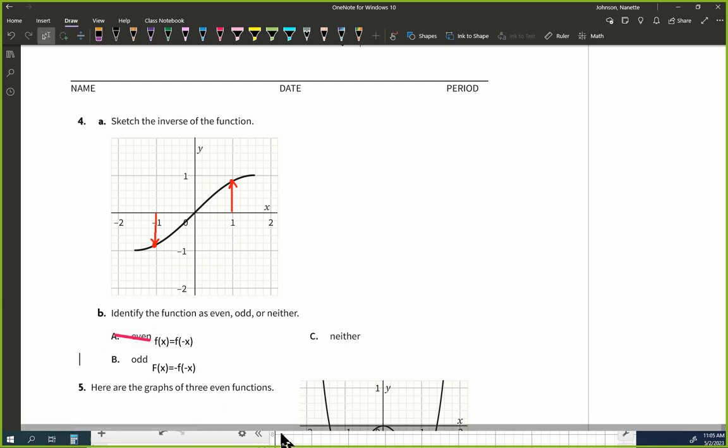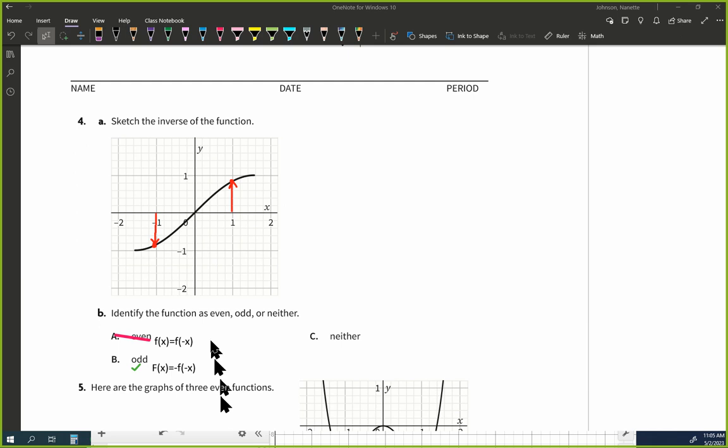Is everybody okay with that? It's not even, because these two y values are not the same. In fact, these two y values are what? Opposite. So that means the answer is odd. So wait, say it again, Ms. Johnson. So I need you to plug in a value.